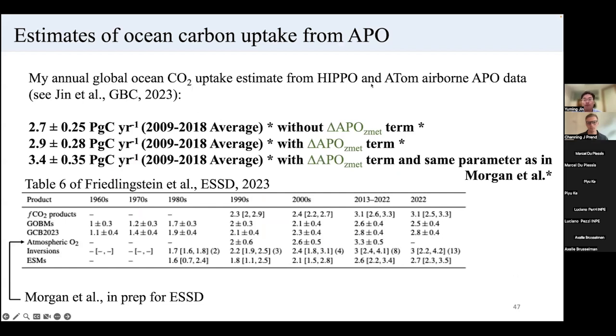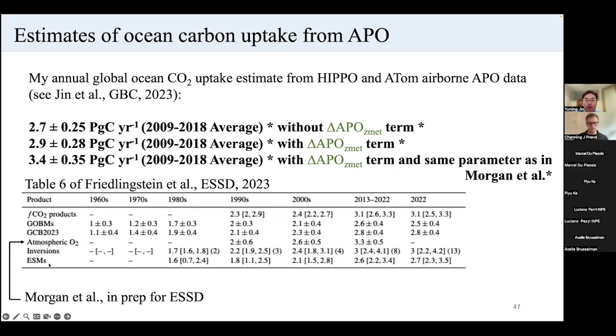So with all this information, the annual uptake I reported in my earlier GBC paper last year, using only HIPPO and ATom airborne data, was 2.7 plus or minus 0.25 petagrams carbon per year. And this did not have the ZMAT term before. If I incorporate this term, I can revise the number to 2.9 plus or minus 0.28 petagrams carbon per year.